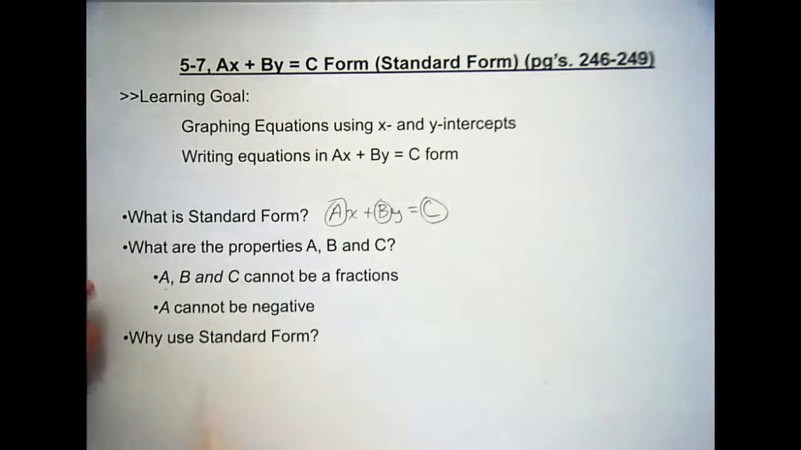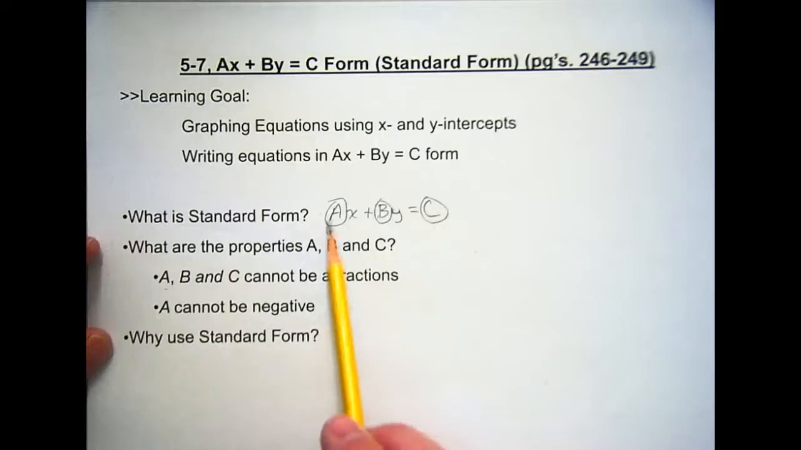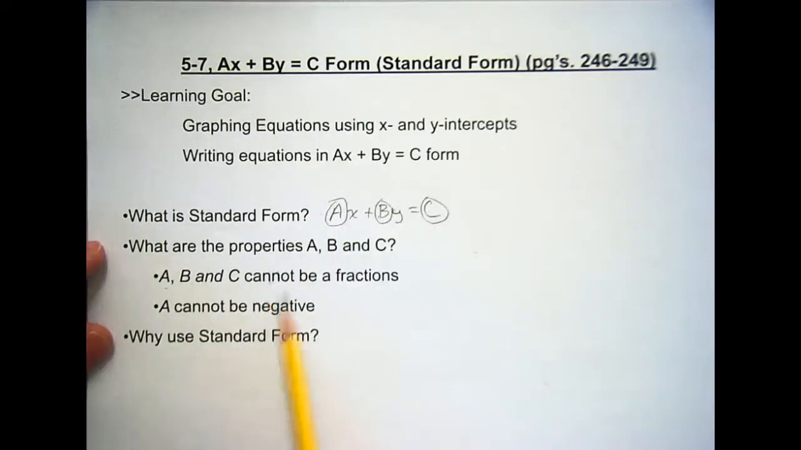Okay? And it can't be negative. A cannot be negative. So this can't be negative. That could be negative and that could be negative, but that one can't be, to be truly in standard form. So these are the 2 rules you need to follow.